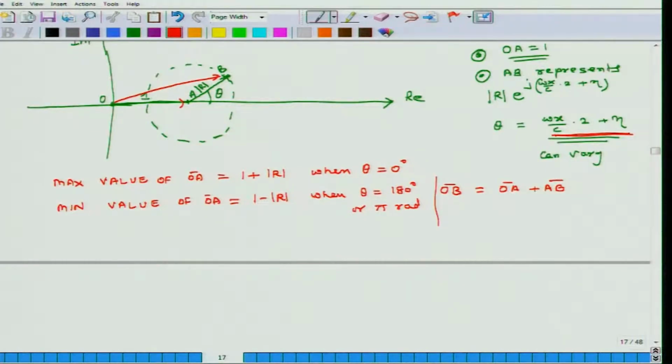Now we define another term and we call it standing wave ratio. So this is rho, equal to standing wave ratio, and this is equal to the ratio of maximum value of OB and the ratio of minimum value of OB. So it will be 1 plus modulus of R divided by 1 minus modulus of R.